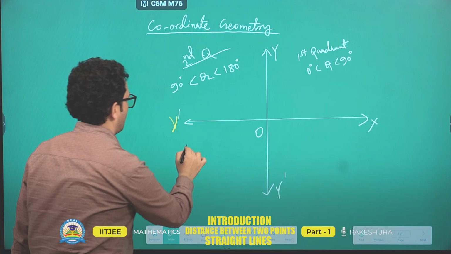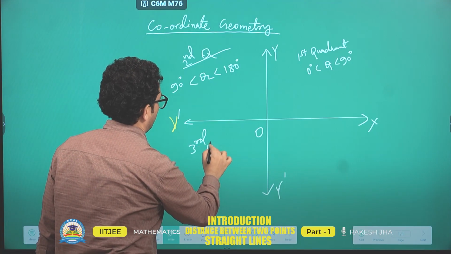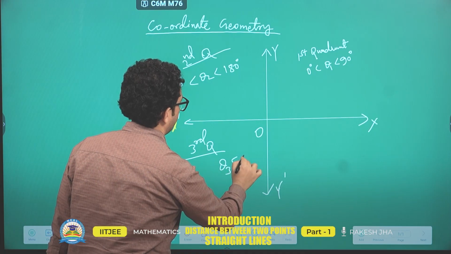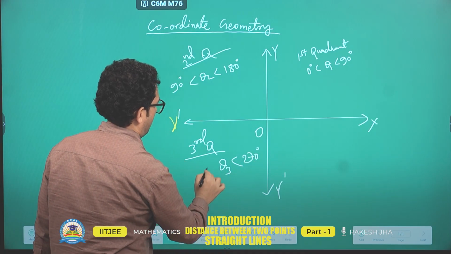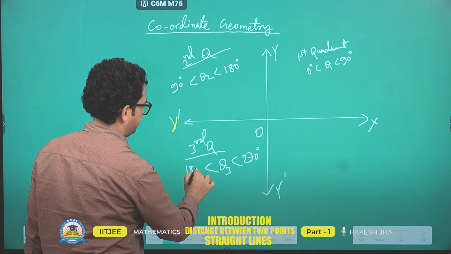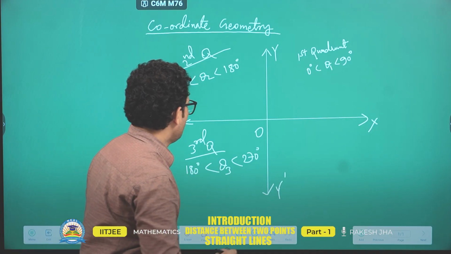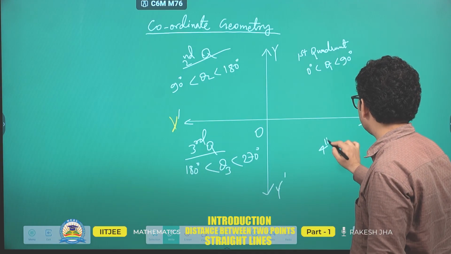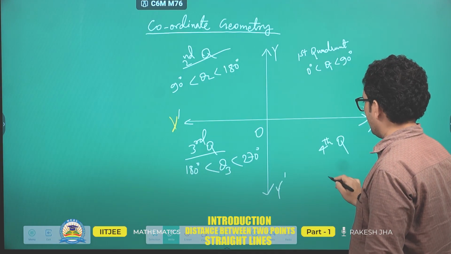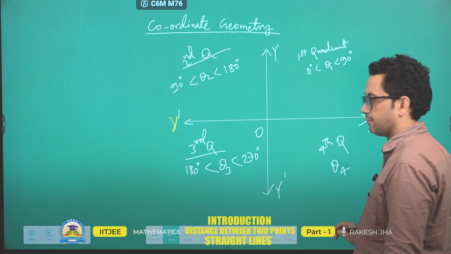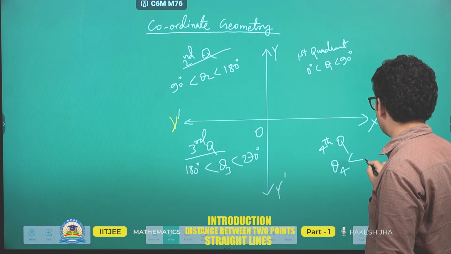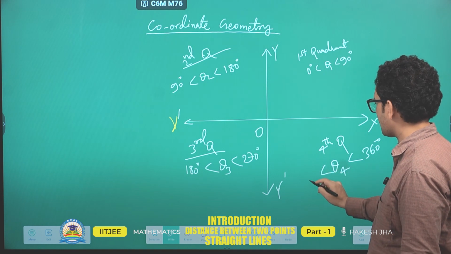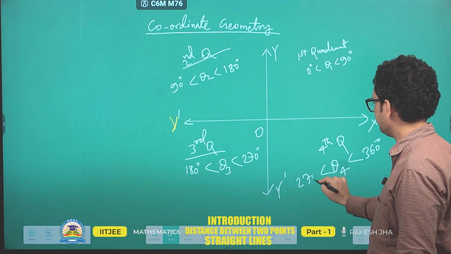Now we have the third quadrant. In the third quadrant, let it be theta 3, so it is less than 270 degrees and greater than 180 degrees. Now in a similar way, this is the fourth quadrant. Let it be the theta 4 angle. So the angle is less than 360 degrees and greater than 270 degrees.